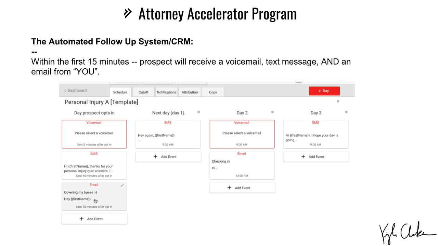Now, if they opt in at 1 a.m., we're not going to send them the voicemail, text, and email at 1 o'clock. We're going to wait until the next day, so we can set the business hours settings to match your business hours, whether that's 9 to 5, 8 to 4, 9 to 6, whatever it is. We have cutoff times that we use that way. So we match the settings with your business hours to keep this entirely authentic.